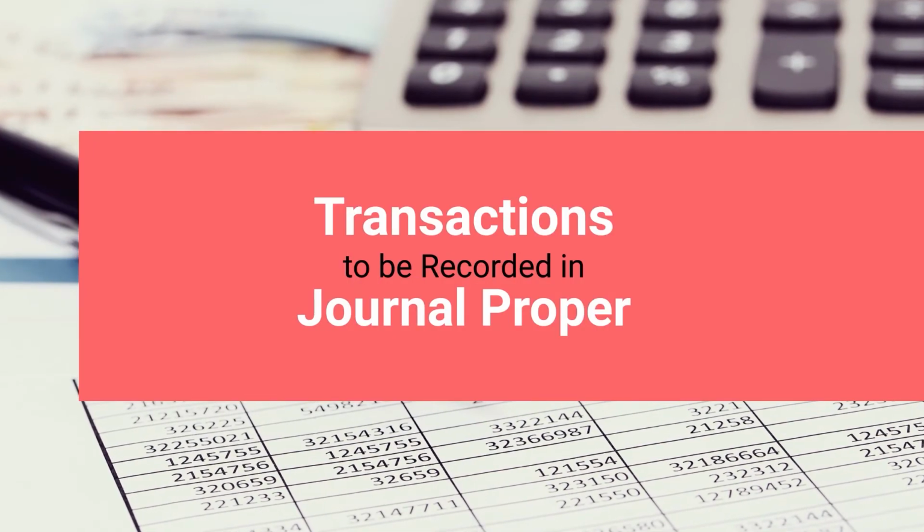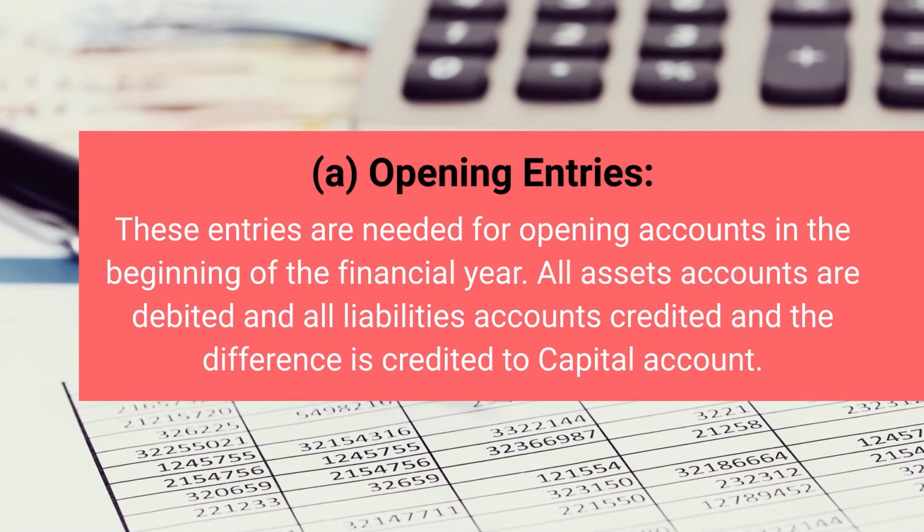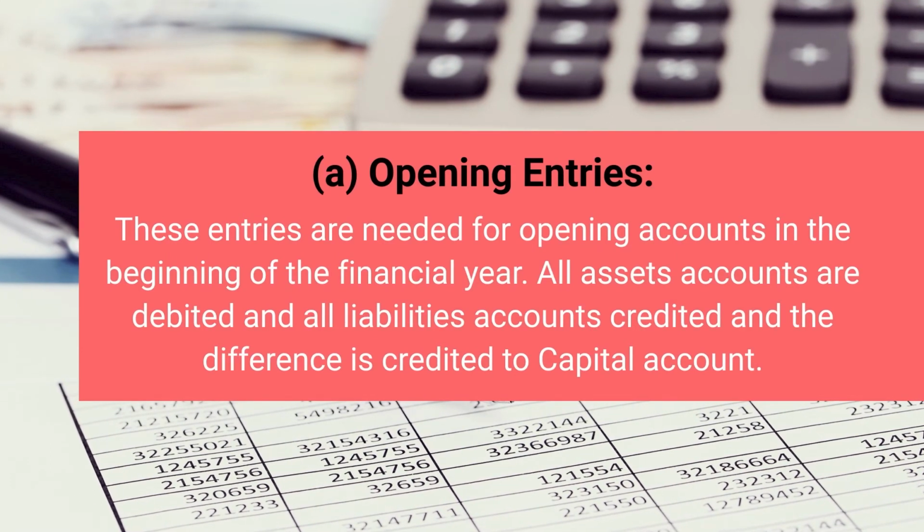Transactions to be recorded in journal proper are, say for example, opening entries. So, the balances which remained with the business at the end of the closing year, in the next year those would be the opening transactions for this particular year. So, for them the opening entry is passed. These entries are needed for opening accounts in the beginning of the financial year. All the asset accounts are debited and all liability accounts are credited, and the difference is credited to the capital account.